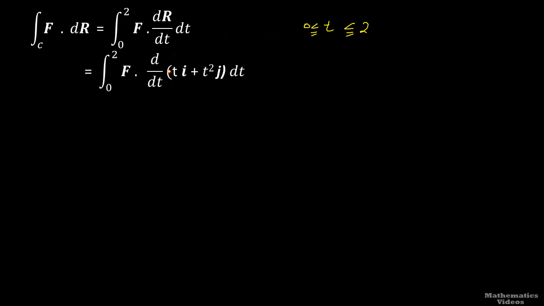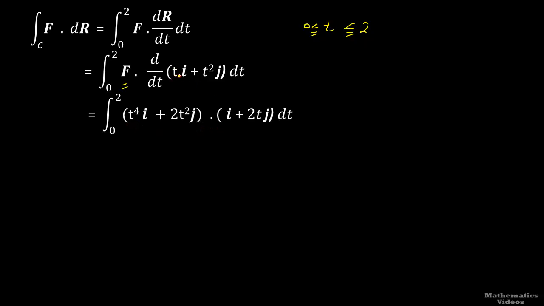We will use the definition, and since t varies from 0 to 2, therefore a is 0 and b is 2. Now we will put the value of r to calculate its derivative with respect to t, since r is equal to t i unit vector plus t square j unit vector, and we will also put f in terms of t in the next step.